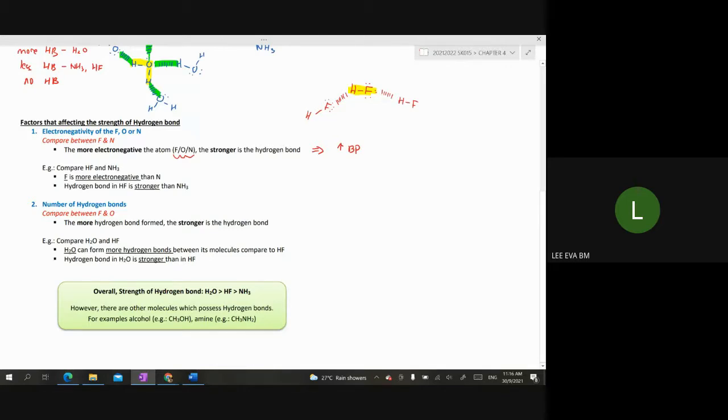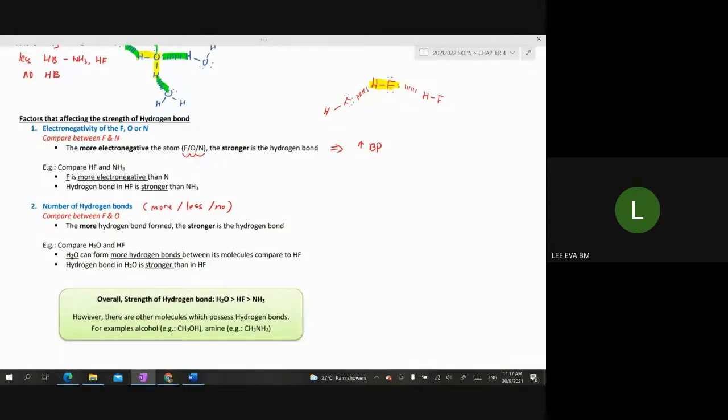The second factor is the number of hydrogen bonds. Again, when we say the factor number of hydrogen bonds, you only mention more, less, or no. No need to give a number. You don't have to give how many there are. You just need to mention more hydrogen bonds, less hydrogen bonds, or no hydrogen bond at all. Okay, so for example here, let me go one example up.